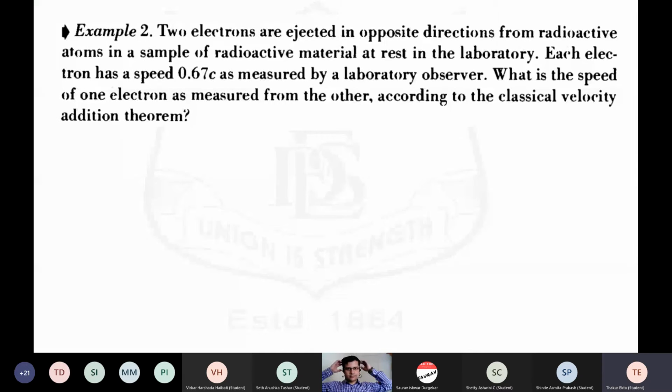Two electrons are ejected in opposite directions from radioactive atoms in a sample of radioactive material at rest in the laboratory. Each electron has a speed 0.67 c as measured by a laboratory observer. What is the speed of one electron as measured from the other according to the classical velocity addition theorem? Can anyone please try this classical one, and then we will do the relativistic addition. So what is the classical addition?